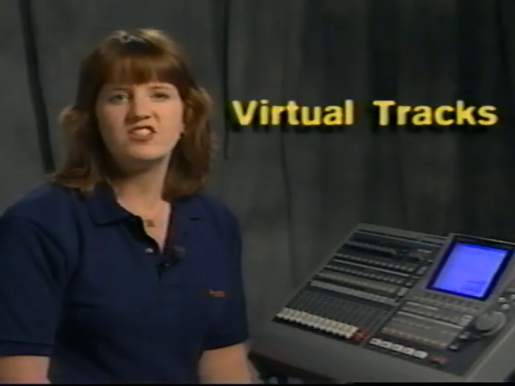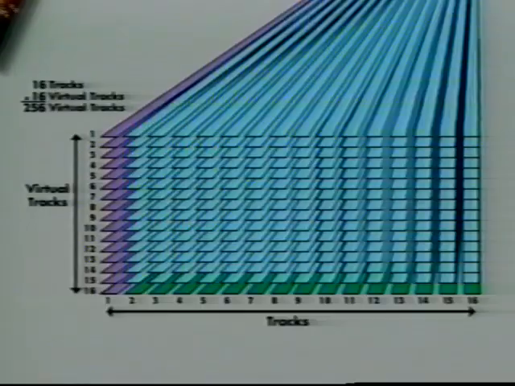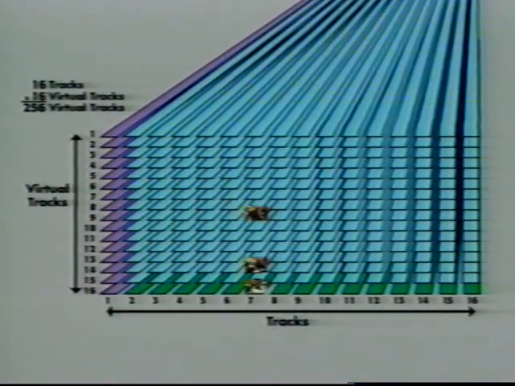Each of the VS1680's tracks has 16 different virtual tracks. Virtual tracks can be used to record multiple takes of a part, to try a different vocalist, or to build your own composite tracks. This demo song has several different lead guitar parts recorded on track 7.